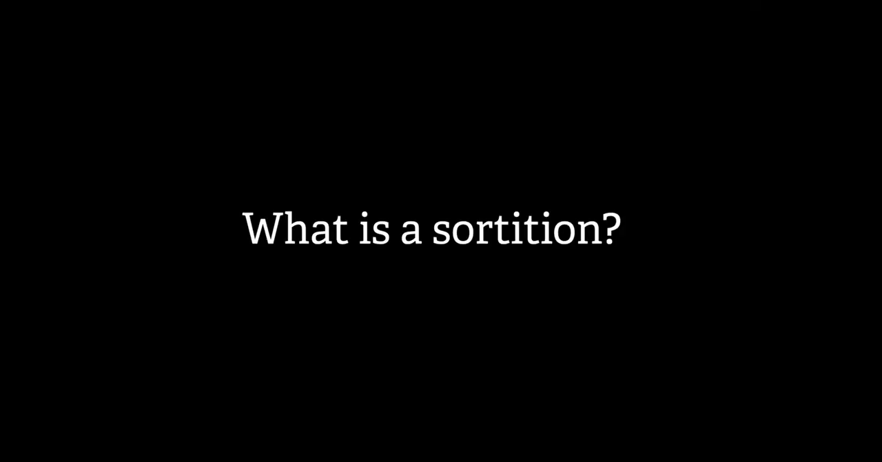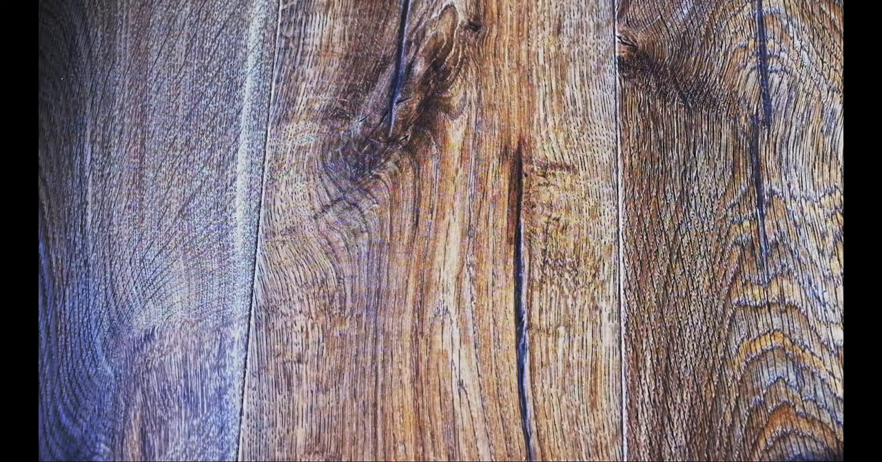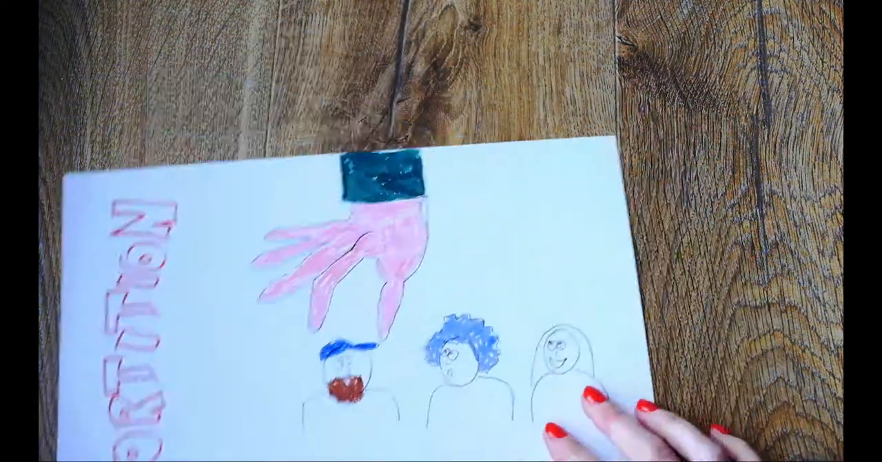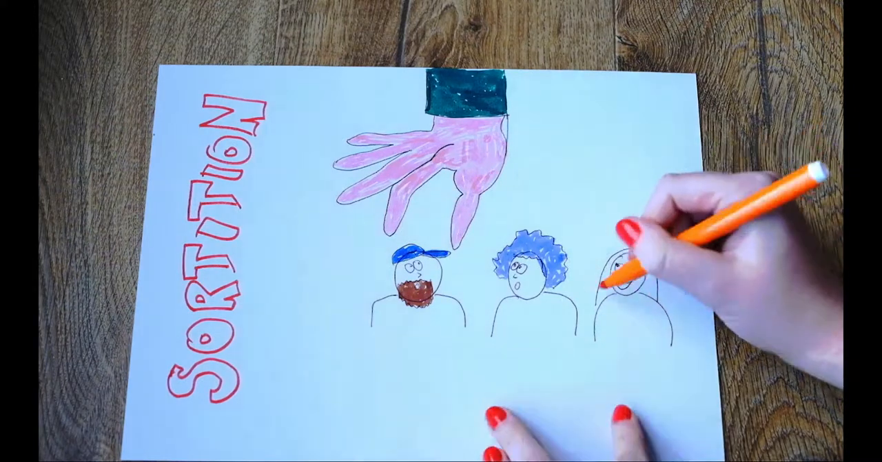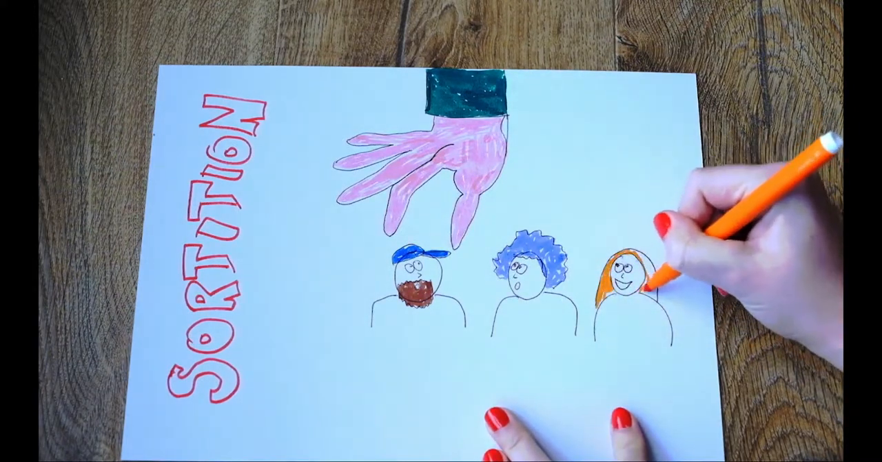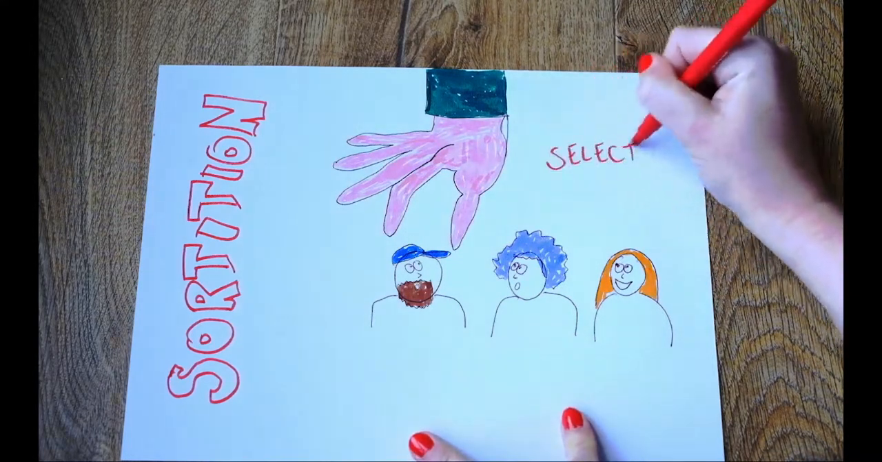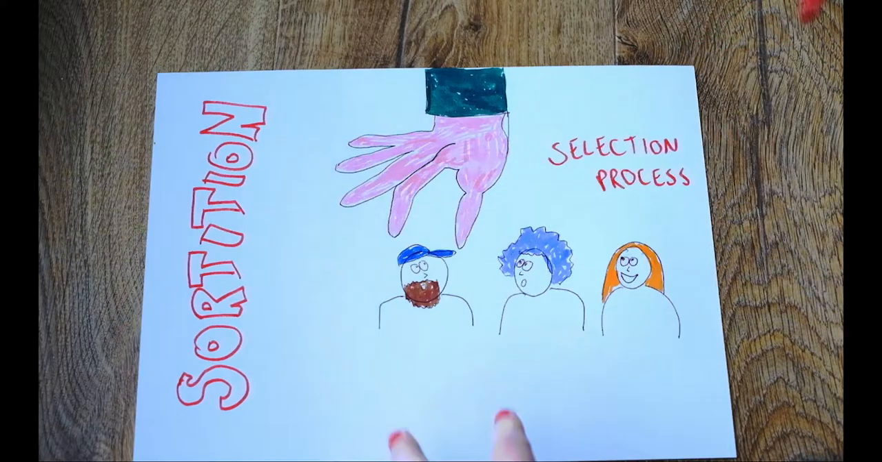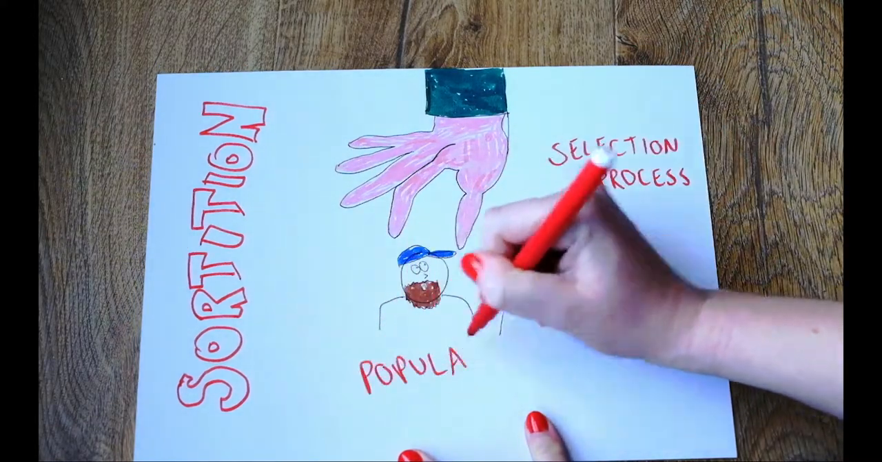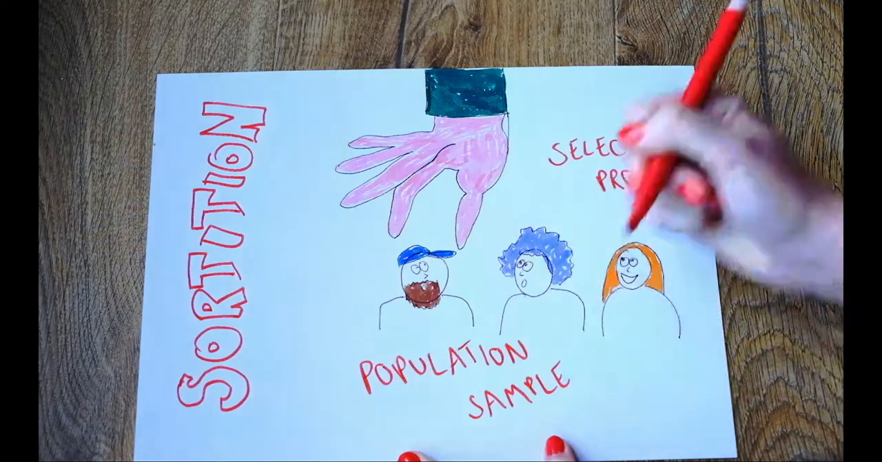Sortition is essentially the use of random selection to select people that will participate in the assembly process. Normally you would expect the people selected to be a representative and random sample of people who are selected along different stratification criteria. Stratification criteria examples could be, for example, age, gender, the region or area in which you live.